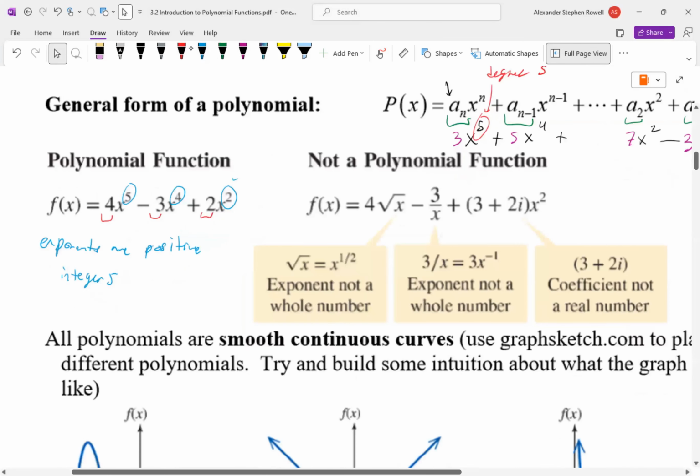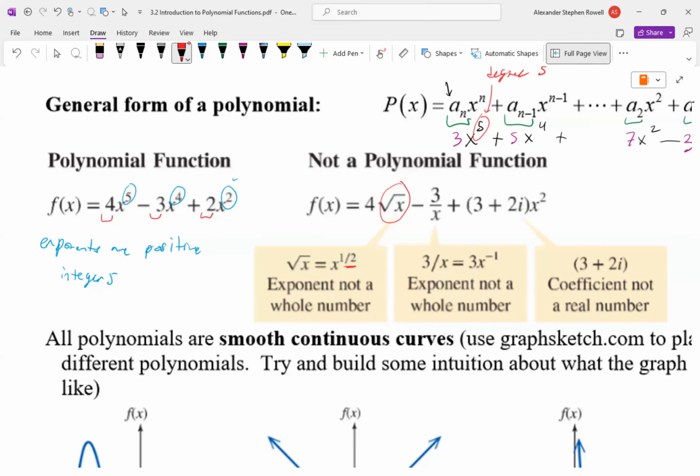Okay, so how do I recognize something that's not a polynomial? A square root of x is an exponent of 1/2, x to the 1/2 power. So that's not an integer exponent. If I divide by x, that's really x to the negative first power. So it's not a positive integer exponent. And here, my problem is 3 plus 2i is my coefficient, and it's not a real number.